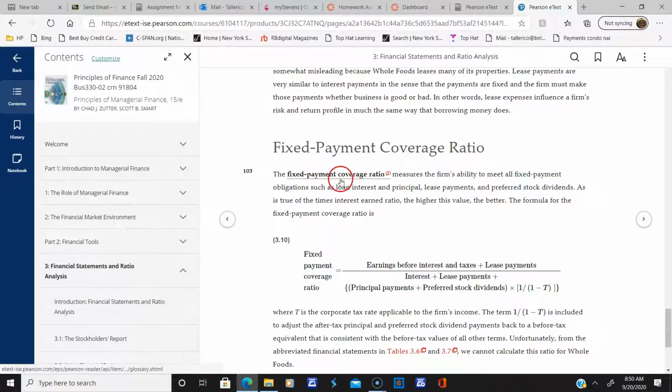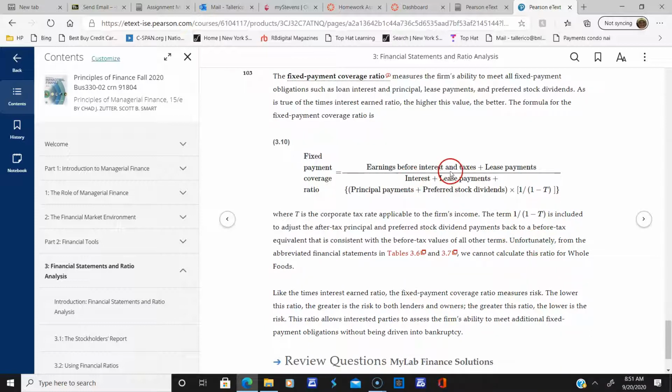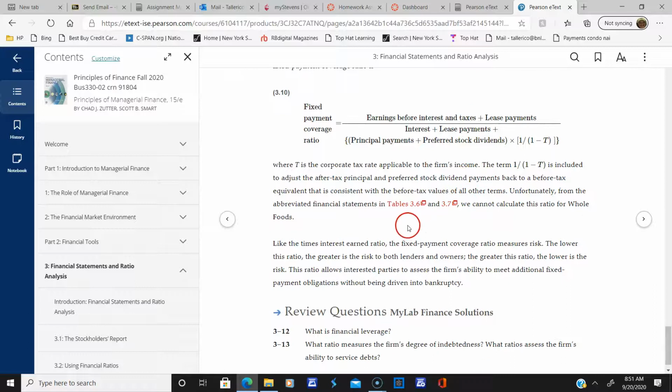All right, so the fixed payment coverage ratio measures the firm's ability to meet all fixed payment obligations, such as loan interest and principal, lease payments, and preferred stock dividends. This one has a couple of different terms. It's EBIT from the income statement, plus lease payments from the balance sheet, divided by interest on the debt from the income statement, plus lease payments again, plus principal payments on the debt, plus the preferred stock dividends, all times 1 divided by 1 minus the corporate tax rate. This is a little difficult, but you can try plugging into that and doing it.